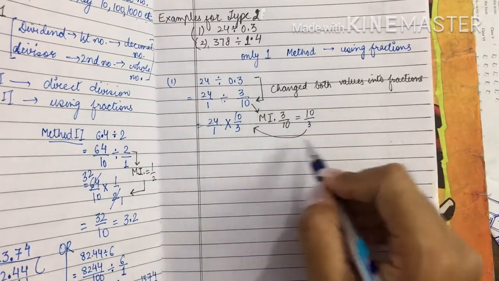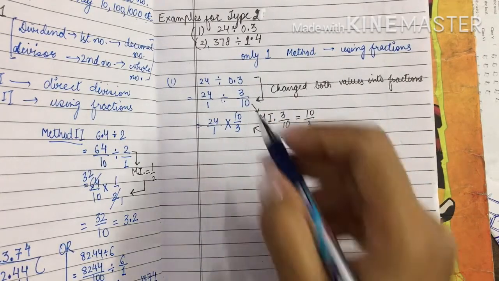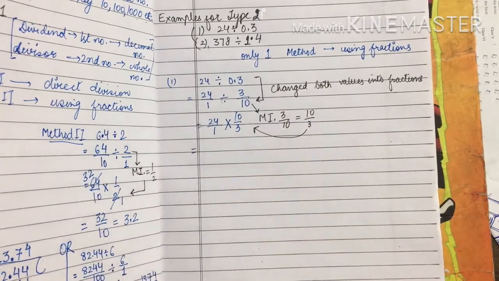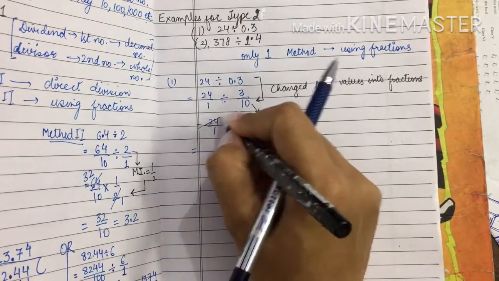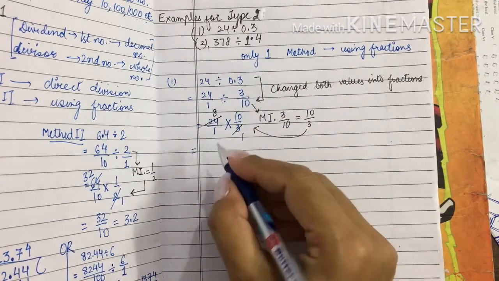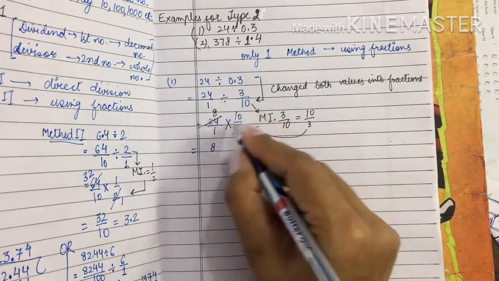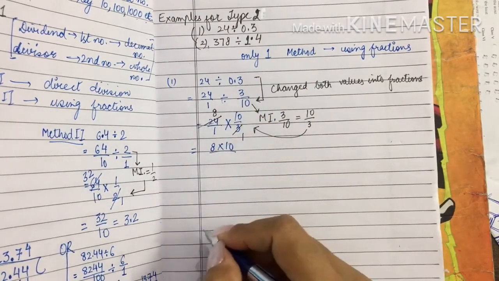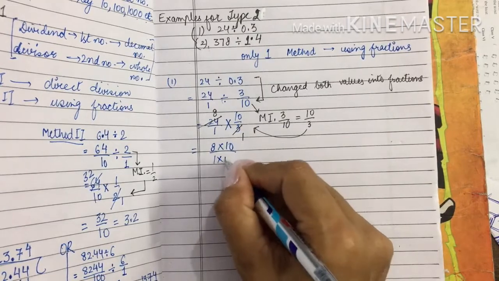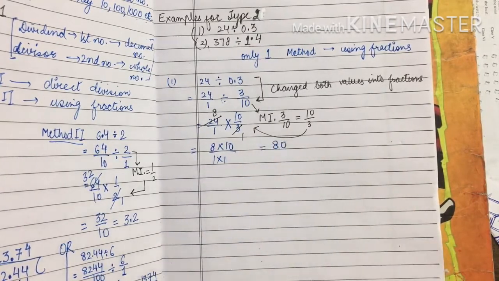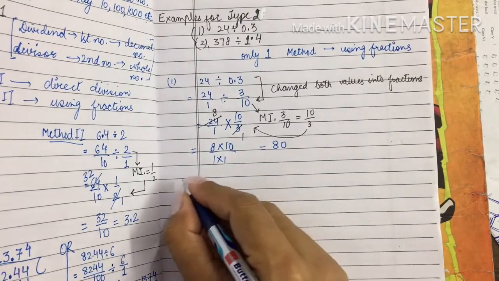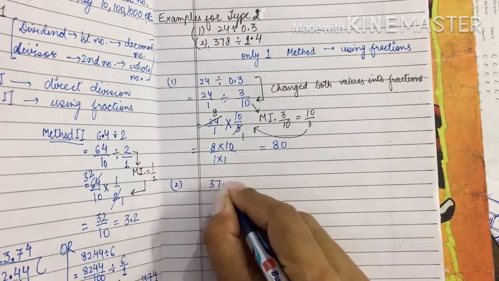You don't have to write this. This is only for you to remember. You can directly solve this sum. Now these two get cancelled. This is the simplification part. So what I'm left with is in the numerators 8 and 10 to be multiplied, in the denominator 1 and 1. So this comes out to be 80.